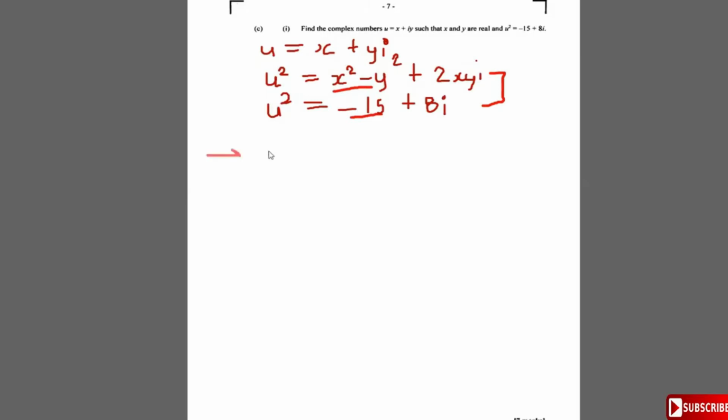So that implies that x squared minus y squared is equal to negative 15. And equating their imaginary parts, 2xy must be equal to 8.